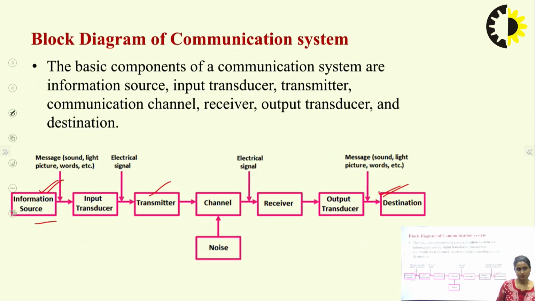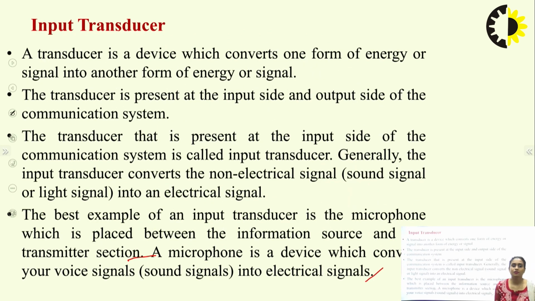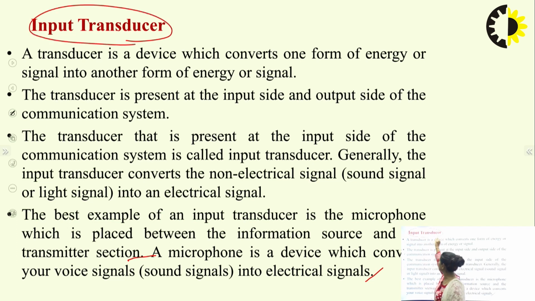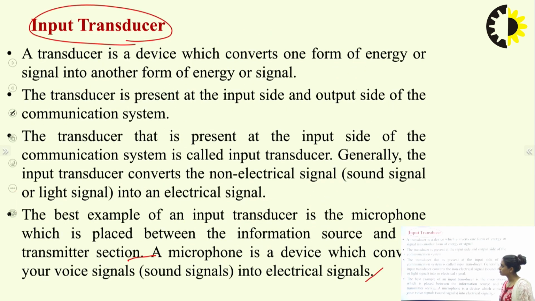So after the information source and input transducer, next we have the transmitter. This is one of the main blocks of a communication system. I won't say this is the only main block. If I eliminate some extra blocks, then what I still have is information source, transmitter, channel and receiver. At least I need these blocks and the final destination, right?